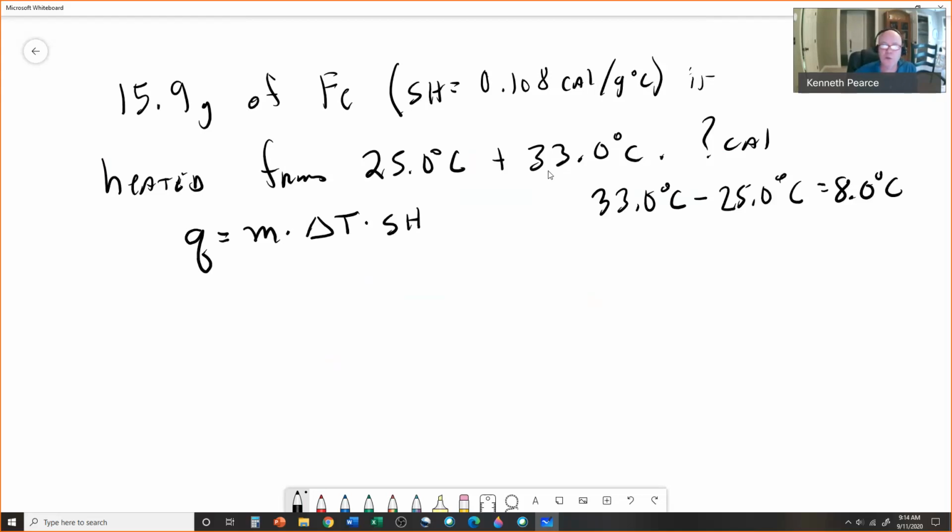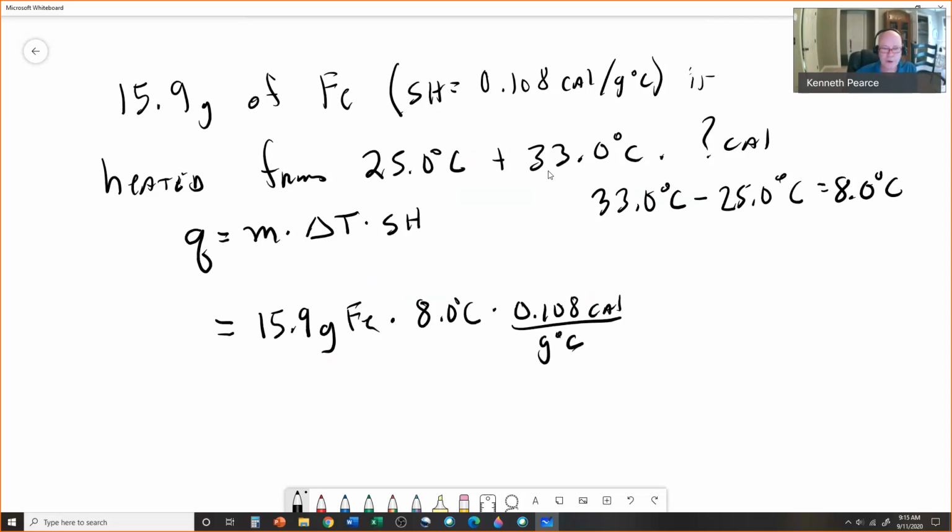And the specific heat's 0.108 calories per gram degrees Celsius. So all we really have to do is just plug in our numbers. So we go 15.9 grams of iron times the change in temperature, which was 8.0 degrees Celsius, and then times the specific heat, which was 0.108 calories per gram degrees Celsius. And I know I have this set up right because all the units cancel.